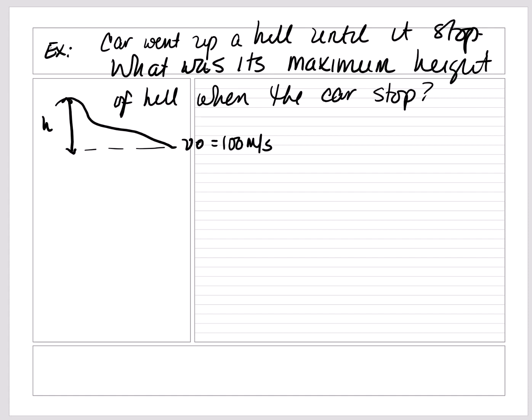So in this example, a car went up the hill until it stopped. It started with 100 meters per second, and we're finding the maximum height. So we know that energy is conserved, so we're going to start with E initial equals E final. The two possible energies that we can have are kinetic energy, because there is speed or motion, and potential energy because there is height. There is no spring, so we do not include it. So we could have kinetic energy and potential energy at the end.